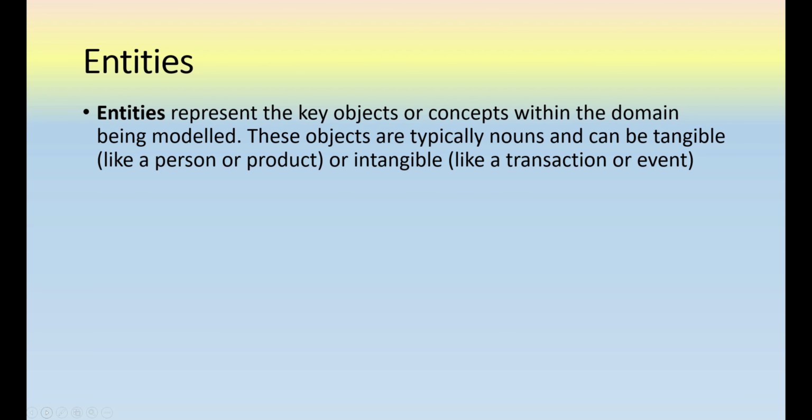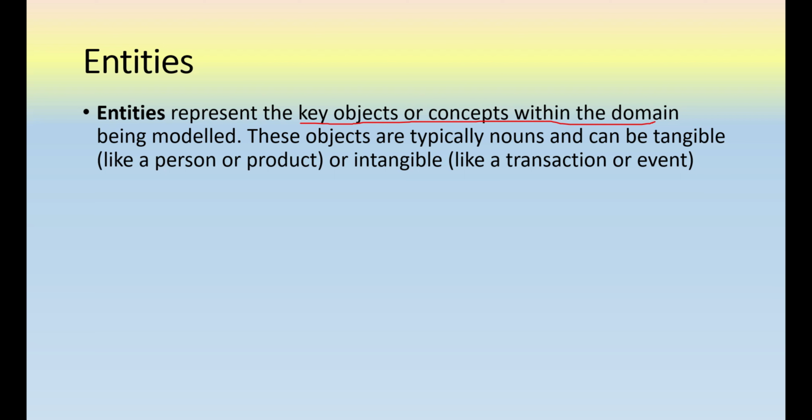So first, let's explain what entities are. Entities, as we have seen in the previous video as well, represent the key object or concept within the domain being modeled. These objects are typically nouns and can be tangible. This second part we will come to, but if you understand the first part here, entities are key objects or concepts within the domain.